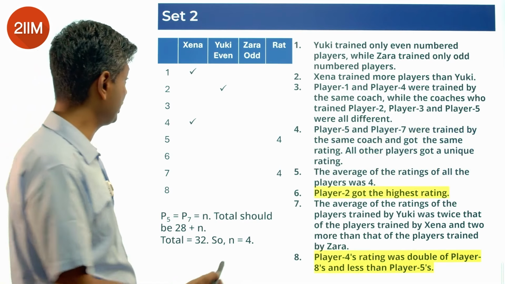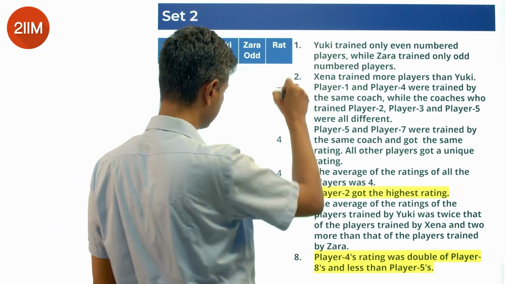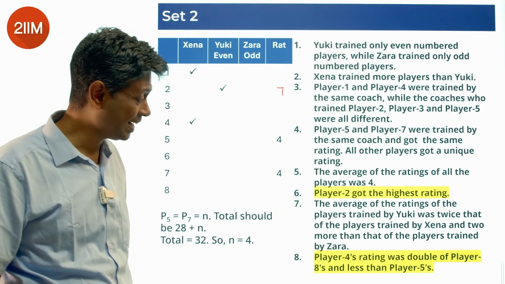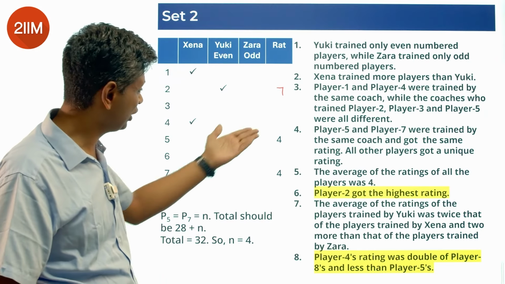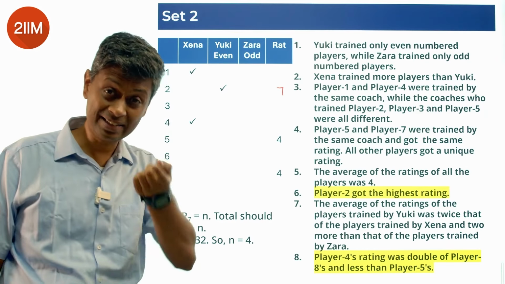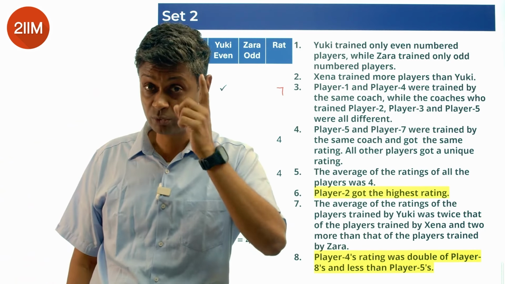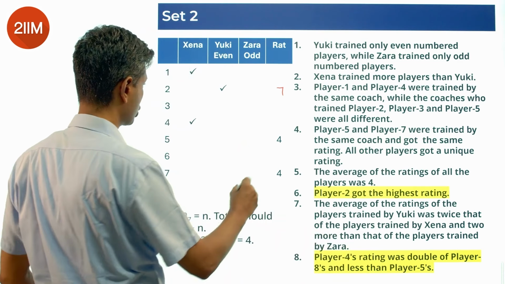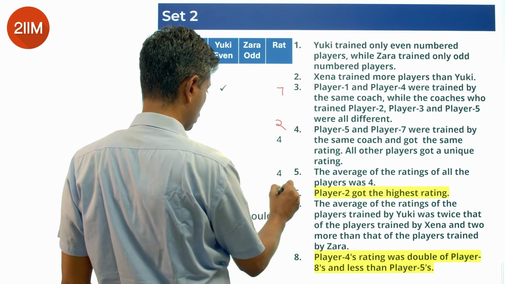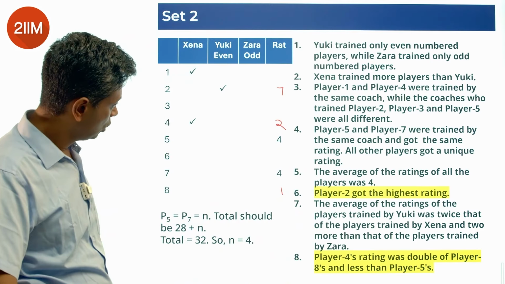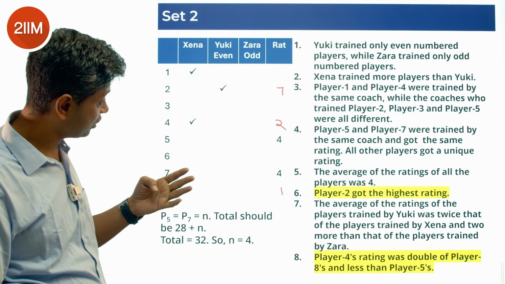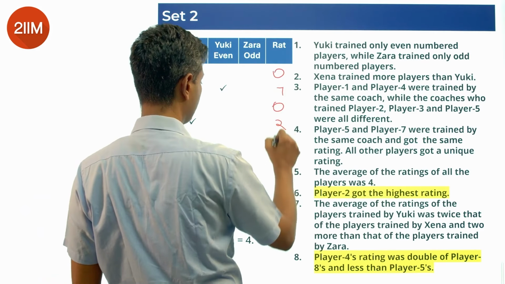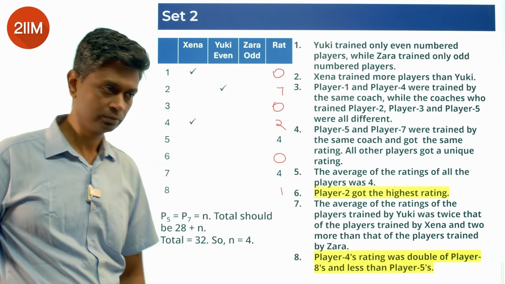Player 2 got the highest rating, so player 2 gets 7. Player 4's rating was double of player 8 and less than player 5. Player 5's rating is 4. Player 4's is less than player 5's and double of 8, so player 4 has to be an even number less than 4. So player 4 should have got 2, and player 8 should have got 1. We've got 1, 2, 2 and two 4s, so 3, 5 and 6 are missing. 3, 5, 6 have to occupy these 3 slots. Brilliant.